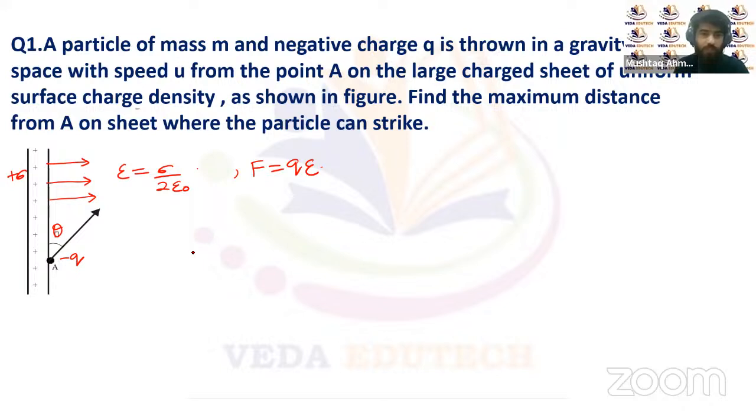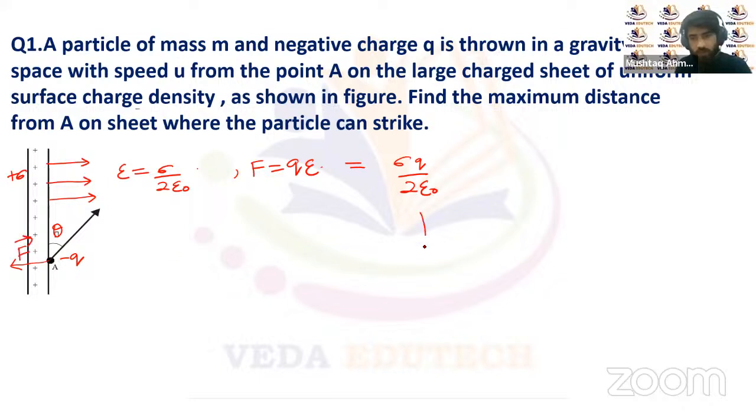It's a constant electric field, so the force on this charge will be constant, and it will be towards the sheet because of the negative charge of this particle. The magnitude of the force acting on this particle will be sigma q upon 2 epsilon naught. This will be the net force on this charge, and its direction will always be towards the sheet.